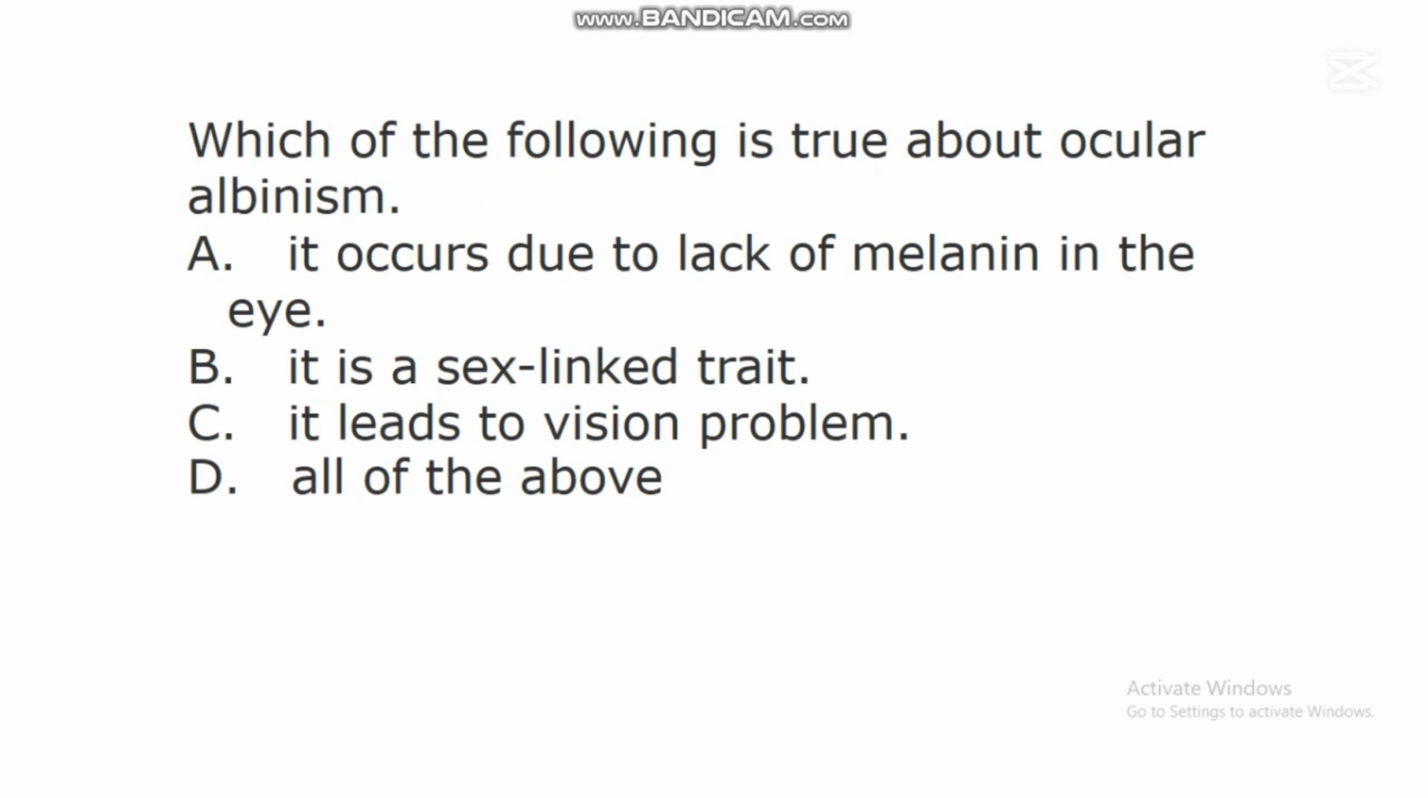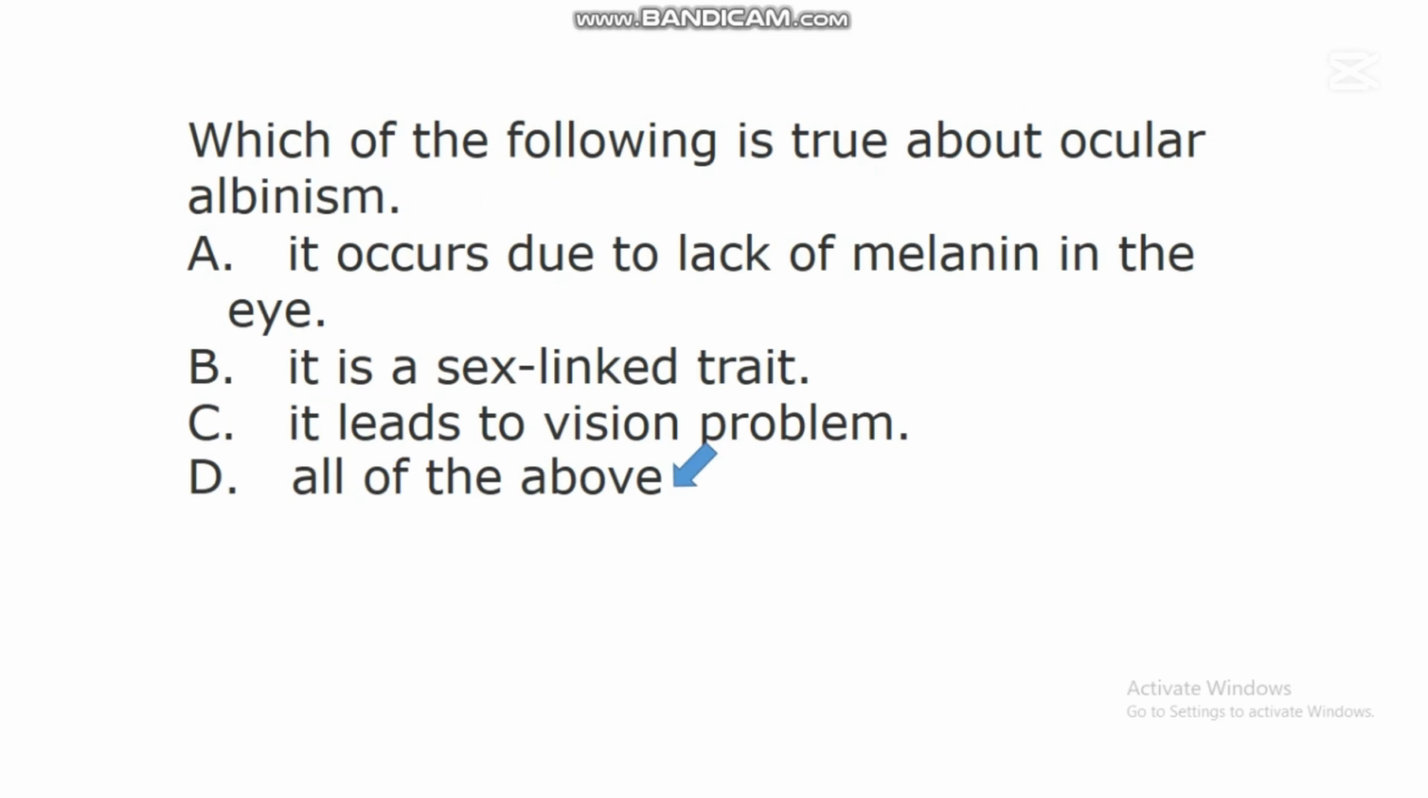The next question says, which of the following is true about ocular albinism? A. It occurs due to lack of melanin in the eye. B. It is a sex-linked trait. C. It leads to vision problem. D. All of the above. In this question, the correct answer is D. All of the above. There is what we call ocular albinism.